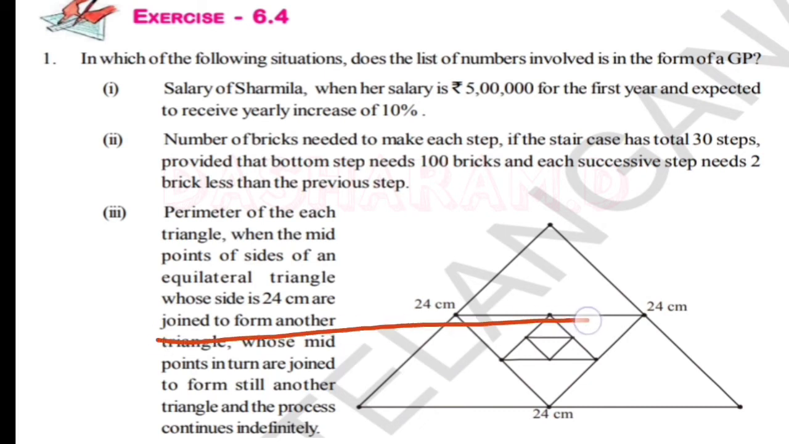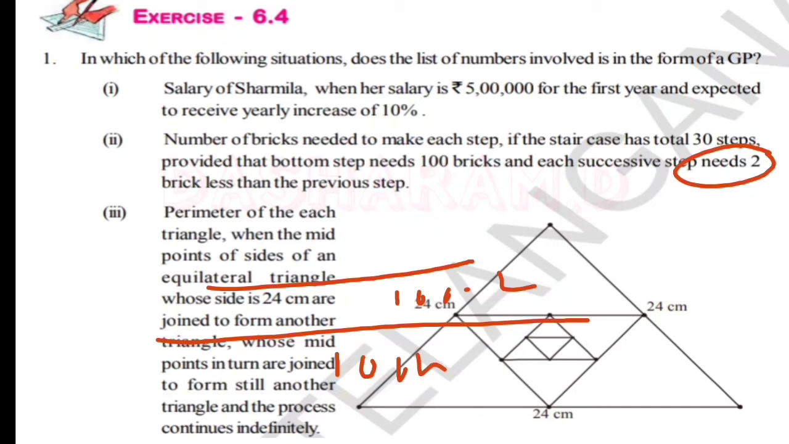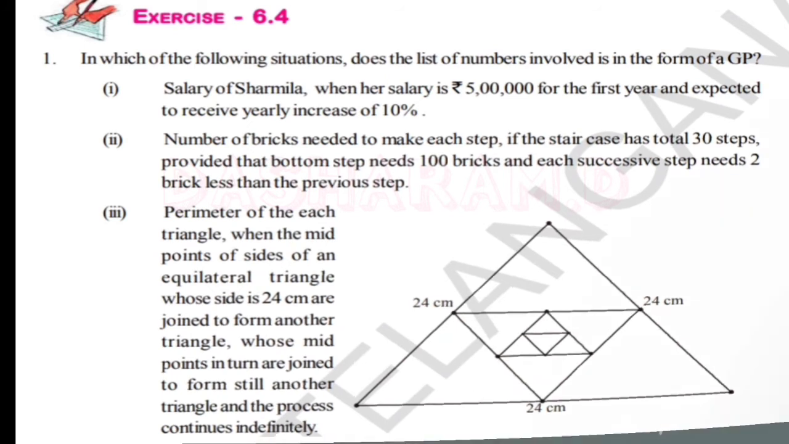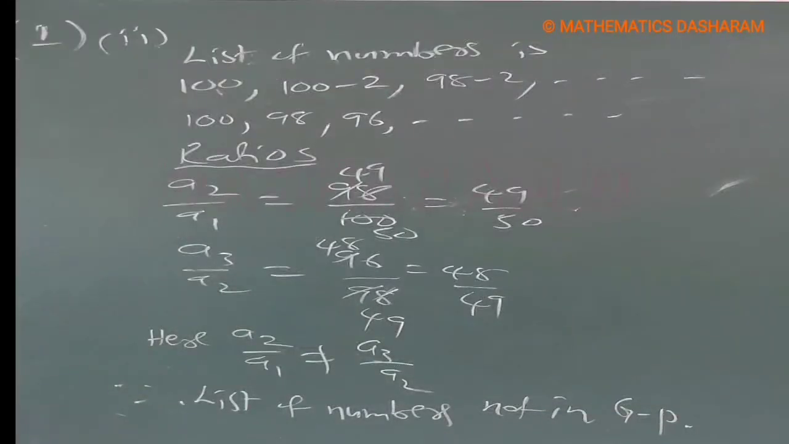See, for example, this is the bottom step, here 100 bricks are there. The next step is 100 minus 2, because it has 2 bricks less than the previous step. Next, the one above is 98 minus 2. So this process will continue. So let's create the list now. Here the first step is 100, second step 100 minus 2 is 98, third step 98 minus 2. So here is the list: 100, 98, 96.